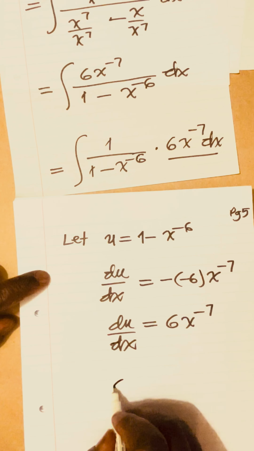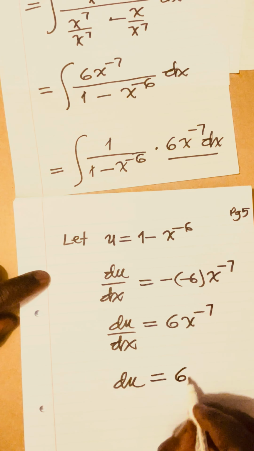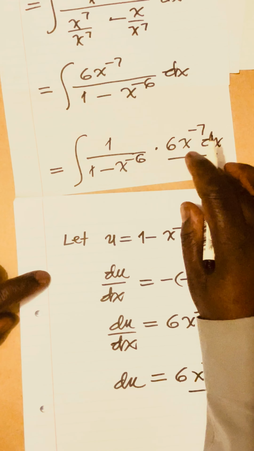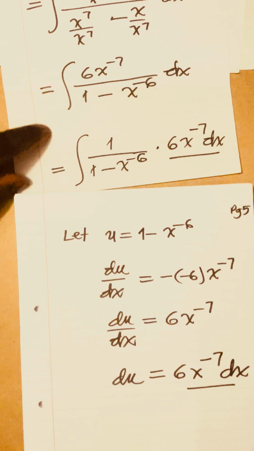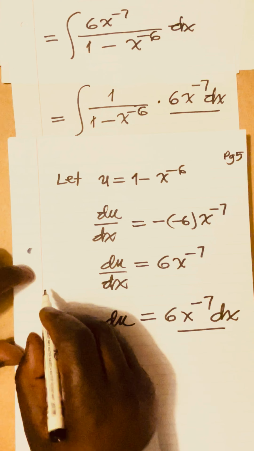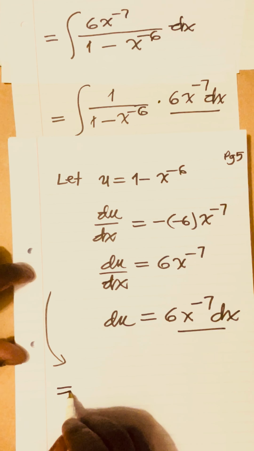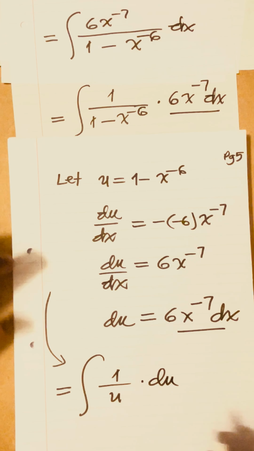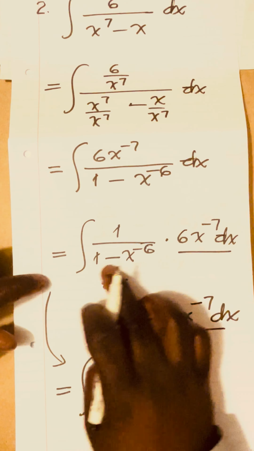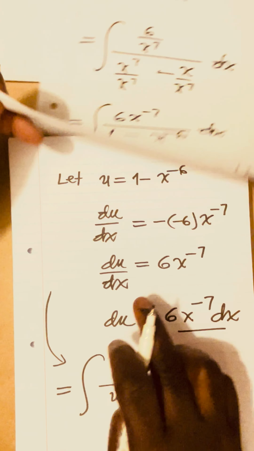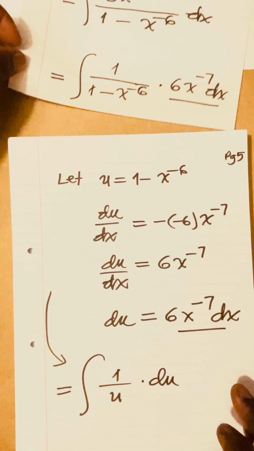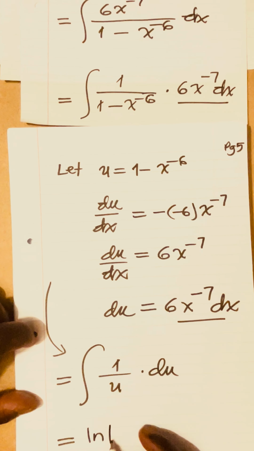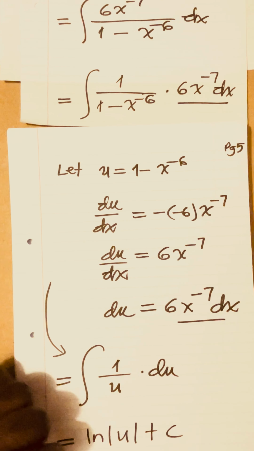Multiply by dx both sides. du is equal to 6x to the power minus 7 dx. Now notice that this is exactly this expression that you see there. So our integral is transformed as follows. I'm going to put an arrow here and say that the integral is the same as the integral of 1 over u times du. Remember, this is u and that's just du, as you can see. That's your u and that's your du. Alright, this is just the natural log of u and then plus our constant of integration.